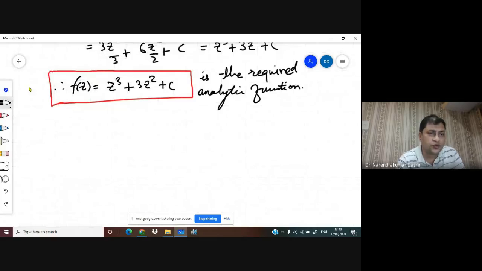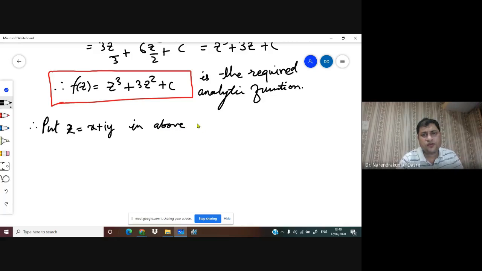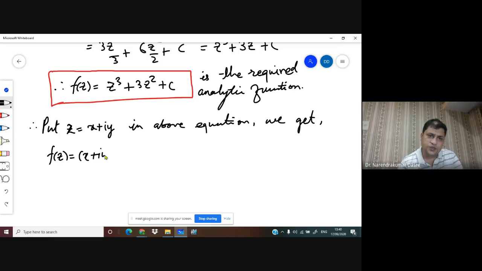What we have to do to find the harmonic conjugate is replace this z by x plus iy and separate the real and imaginary parts. So we put z equal to x plus iy in the above equation. We get f of z equal to (x plus iy) cube plus 3 (x plus iy) square plus c.